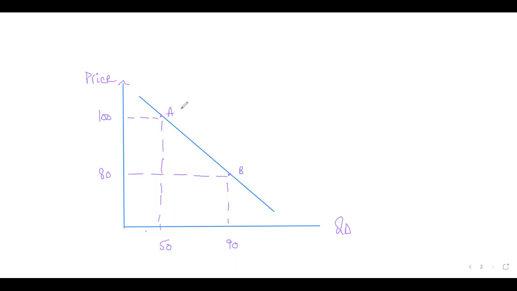I repeat, a consumer would only move from point A to point B when the per unit price decreases from 100 to 80. Only then will that consumer consume more, right? Now, what's the reason for that? The reason is that your marginal utility diminishes. Now, what is marginal utility?